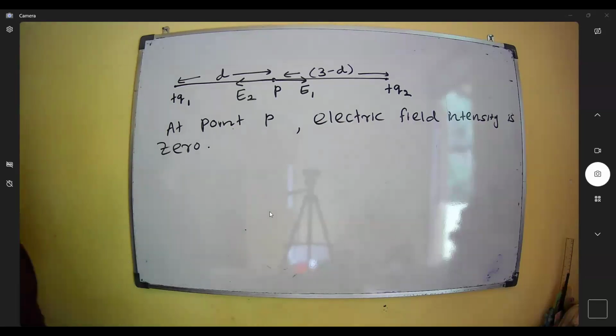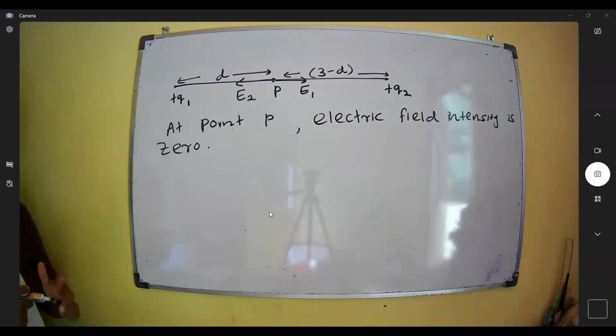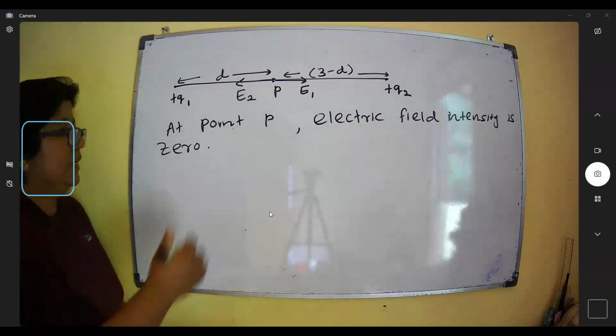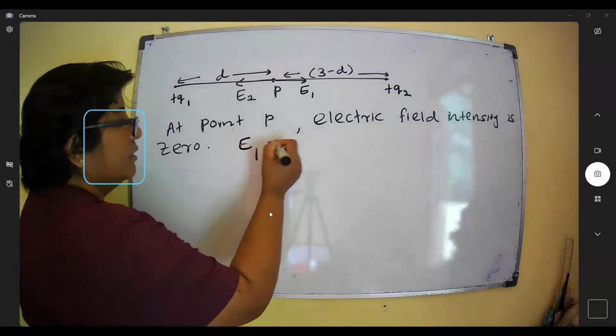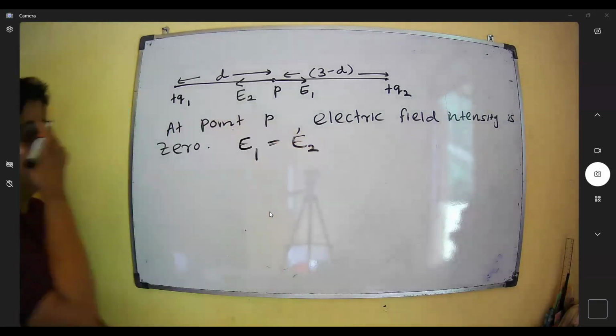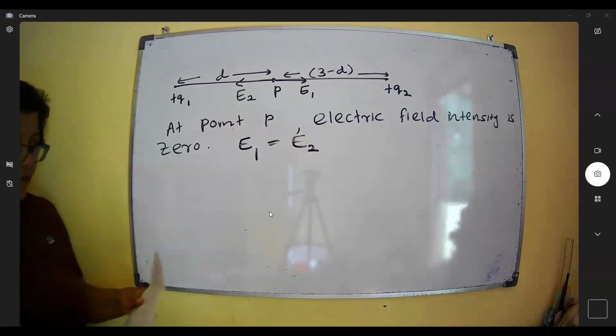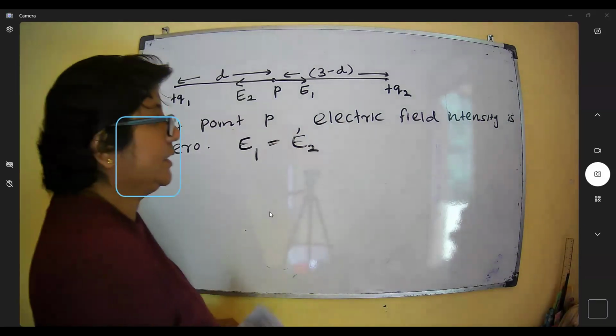Okay, madam. Then at point P, electric field intensity is 0 means then force acting on E1 should be equal E2, right? This is our theory. Then at point P, E1 should be equal E2. Electric field intensity is 0 means this should be E, right? Then we can find in our equation electric field intensity.